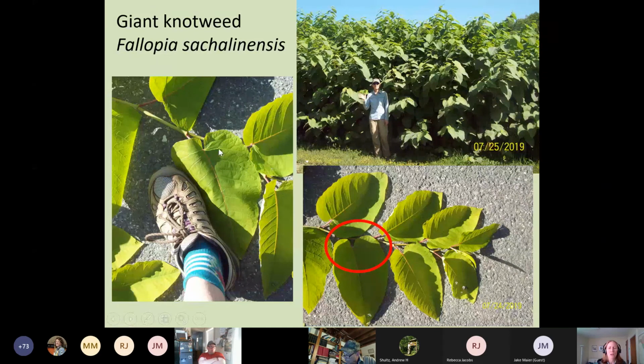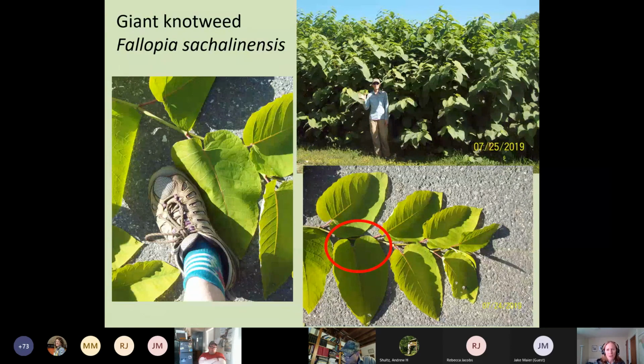And the leaves of giant knotweed are longer and more tapering than those of Japanese knotweed. So in the left-hand picture, you've got my foot there against the leaf for a size comparison. I'm a lady's size 8. So it's a large, long leaf. The proportions are longer than Japanese knotweed.